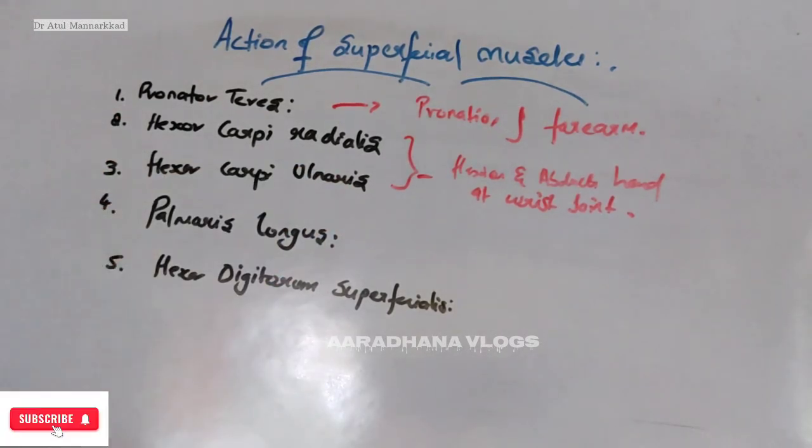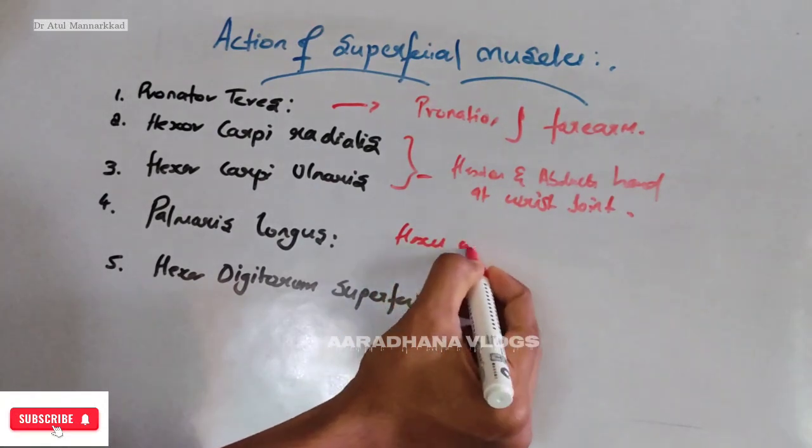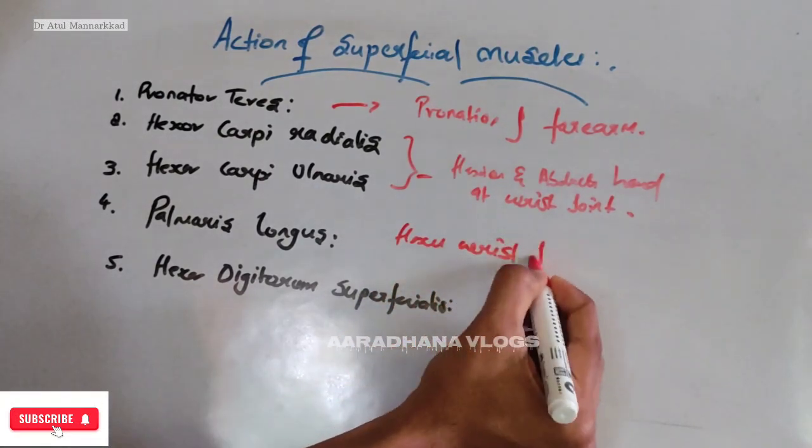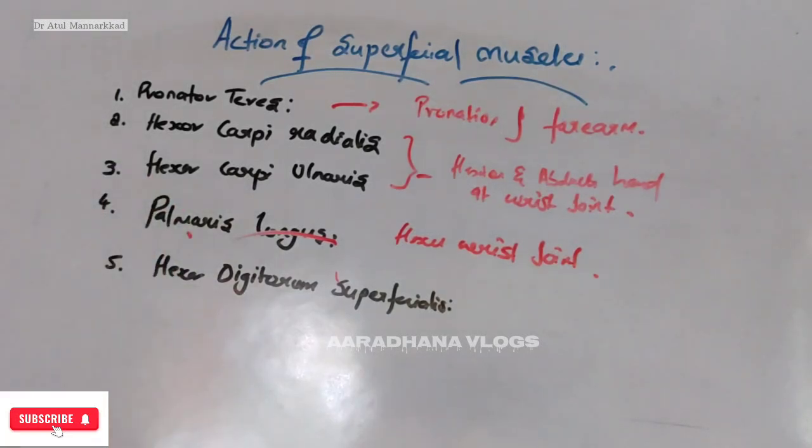Fourth one is the palmaris longus. It helps in the flexion of the wrist joint. It flexes the wrist joint. Whenever we are flexing the wrist joint, you can remember the muscle name, that is palmaris longus. And the last one is the flexor digitorum superficialis.